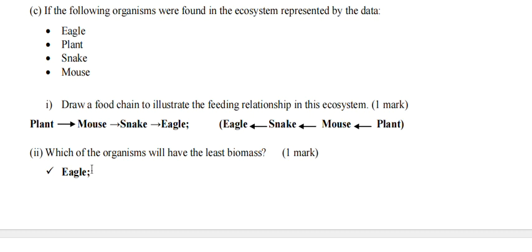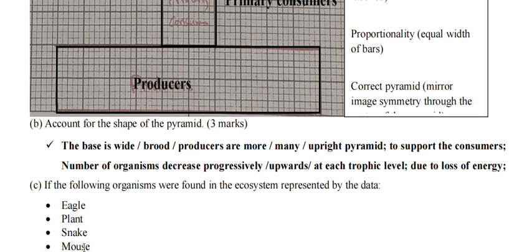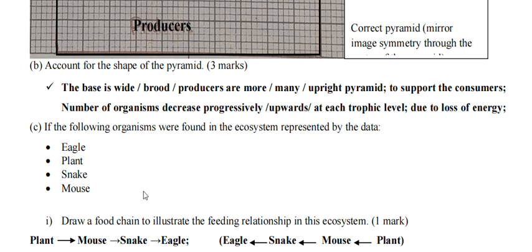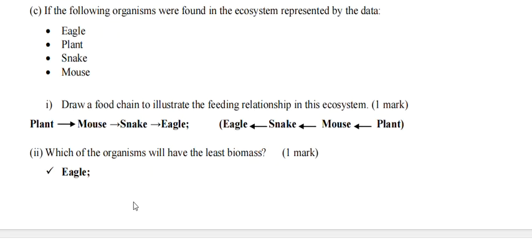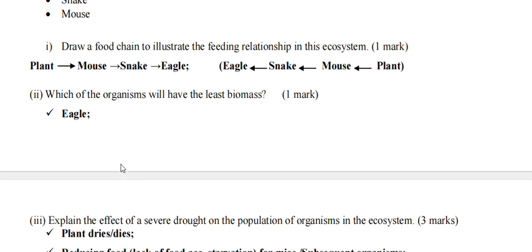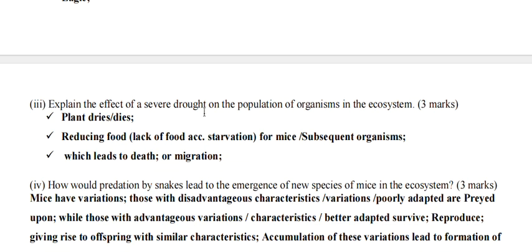And maybe someone can ask you which one has the highest biomass. That is the producers, simply because they are able to trap light energy and make their own food, thus able to sustain the whole ecosystem. Explain the effect of a severe drought on population of organisms in the ecosystem. Plants dry or die, and that means lack of food or reduced food, leading to starvation for mice and subsequent organisms, which leads to death or eventually migration.